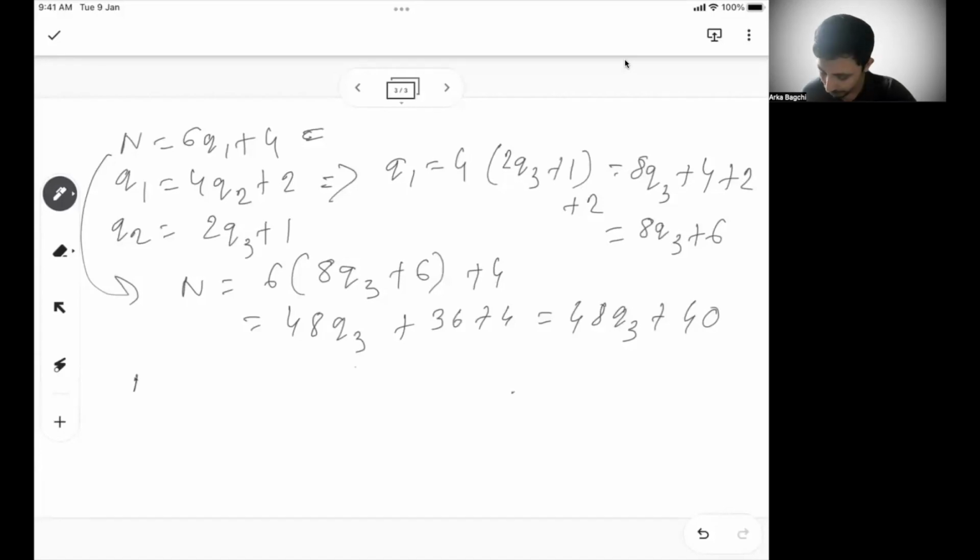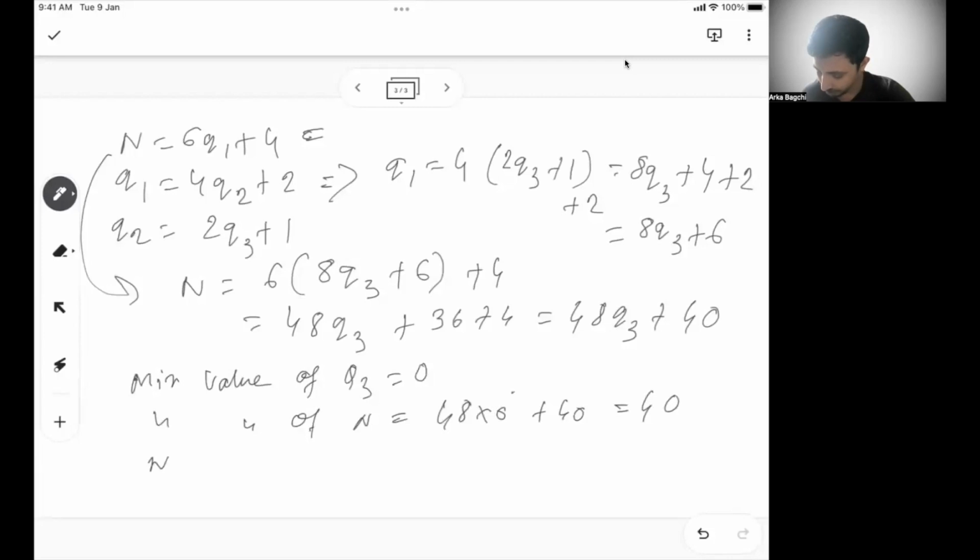Now the minimum value of q3, which is a quotient, can be equal to 0. Quotient minimum value will be 0. And then the minimum value of n will be 48 into 0 plus 40, or 40. The next value of n will be 48 into 1 plus 40, which is 88.